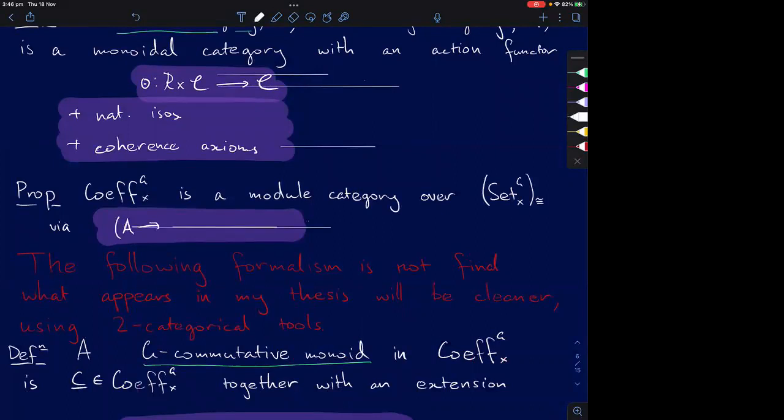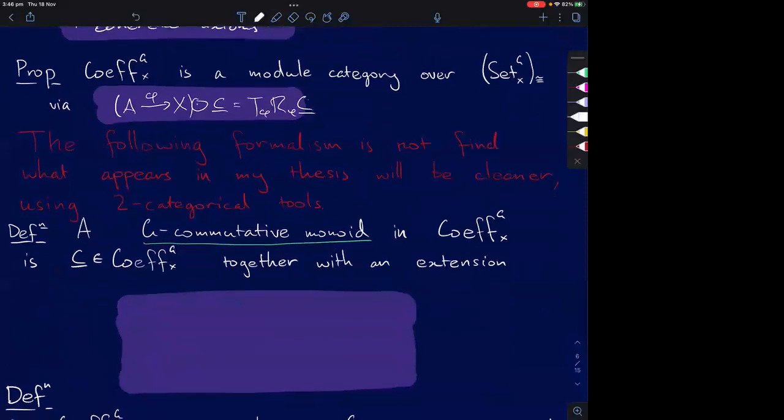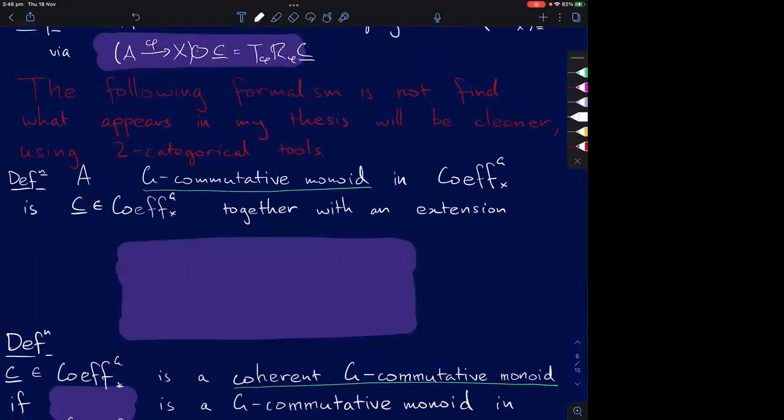So it sends a G set over X to the transfer of that map, the restriction of that map, and the coefficient system. So it takes this coefficient system over X to a coefficient system over A, then back to a coefficient system over X. All right, this is a module category. And the formalism that I'm using here isn't as clean as I want it to be, and it can be made better with two categorical stuff, but I'm still working on that.